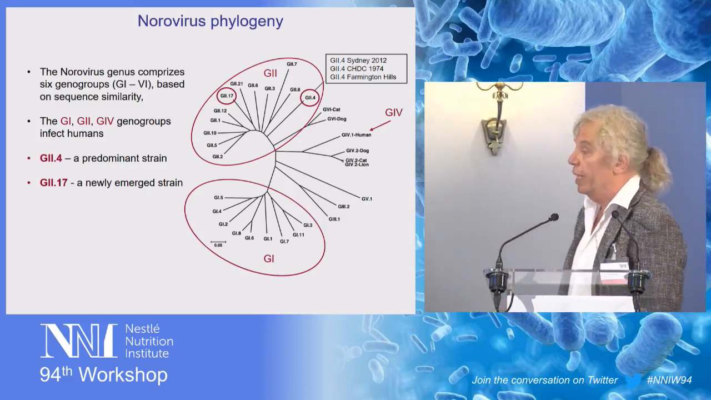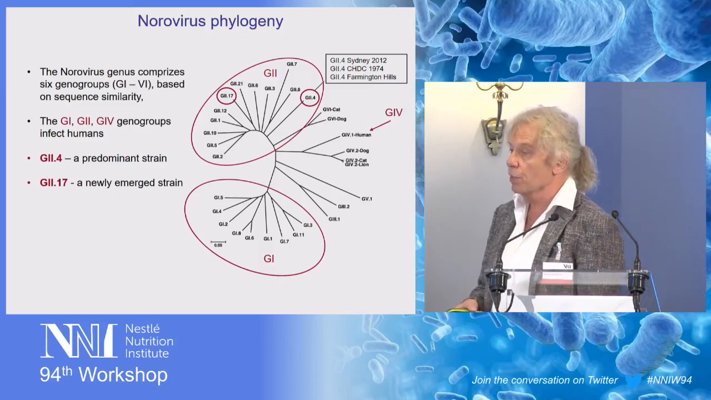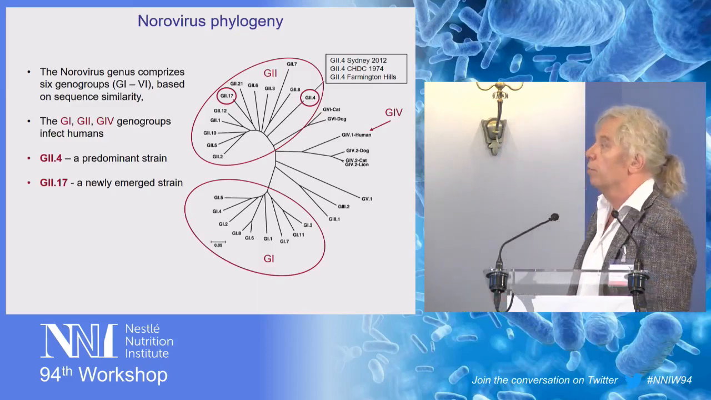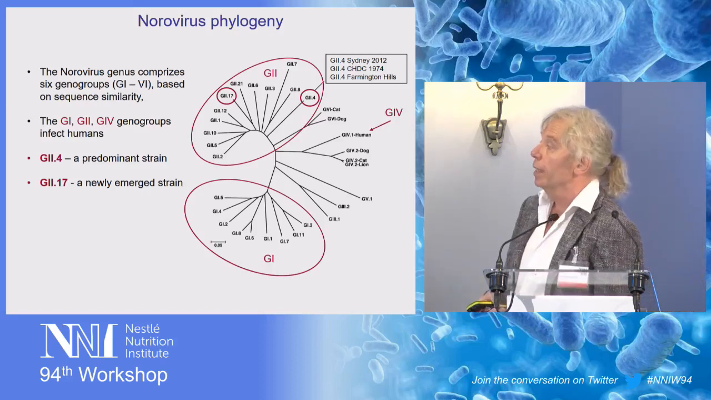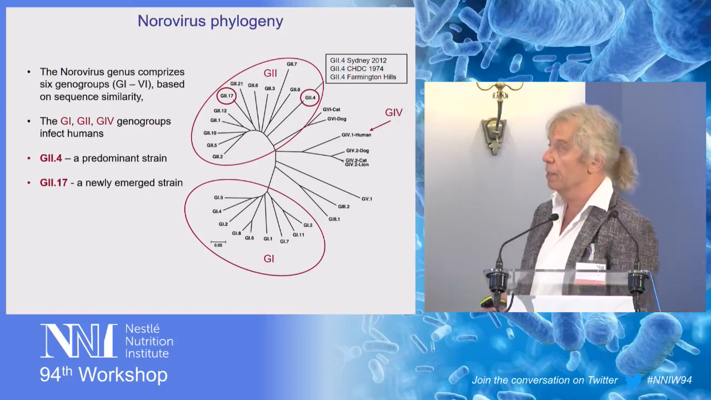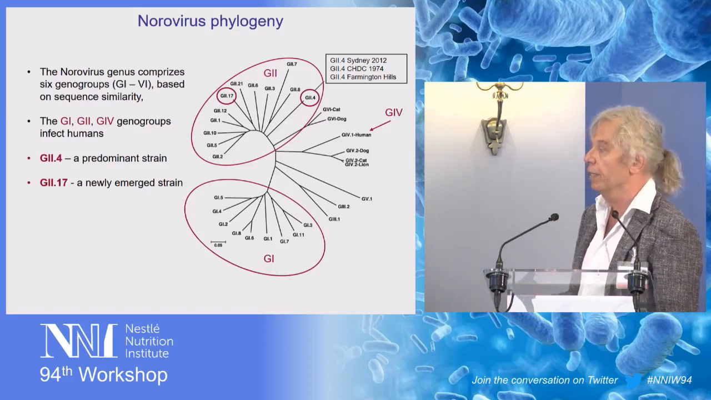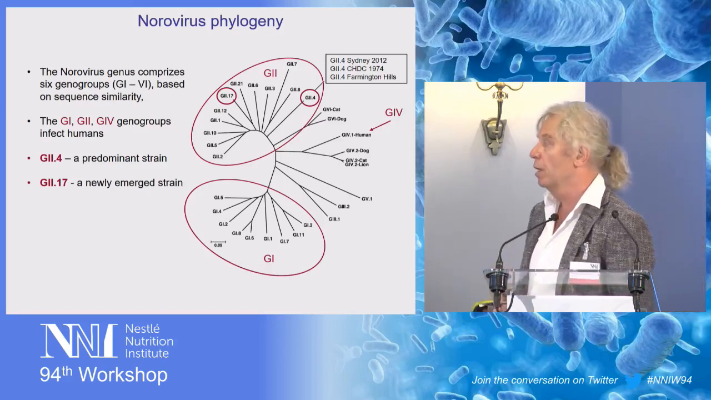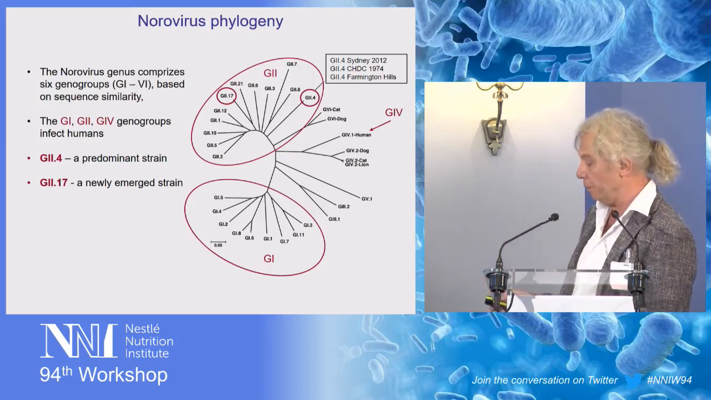The only animal which can serve as a model is the oyster, because the oyster also expresses blood group-like structures similar to the human structures, and we can use this model to some extent, but not for studying infection, just the binding of the virus to the gastrointestinal tract.